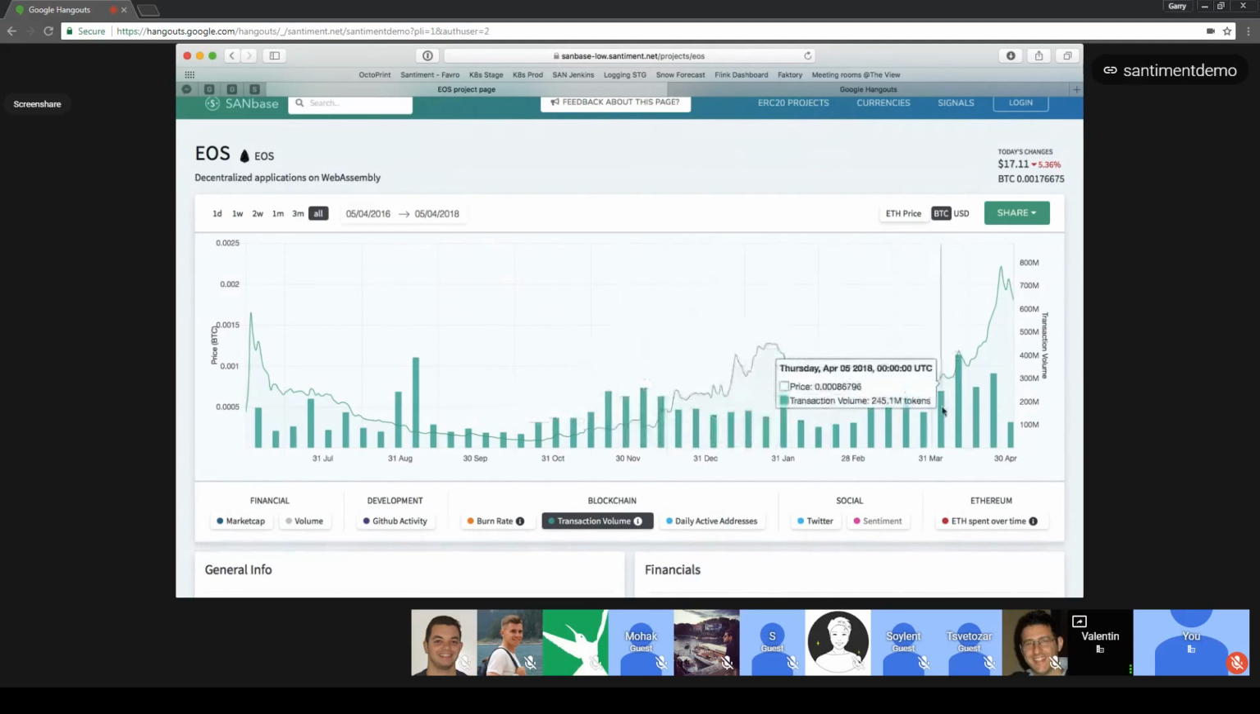So comparing the transaction volume of different projects might be an indication that this token is being used, or a spike could indicate that there is some hype going on or something like that.